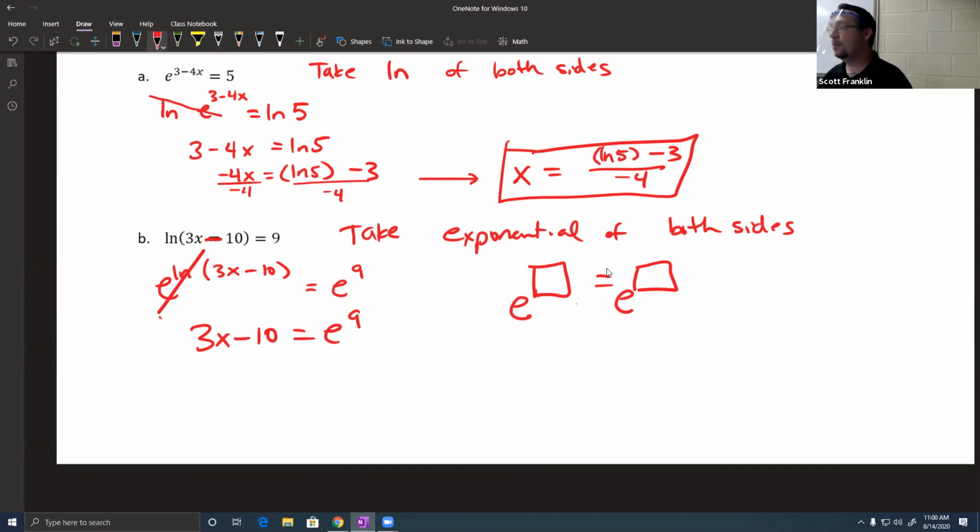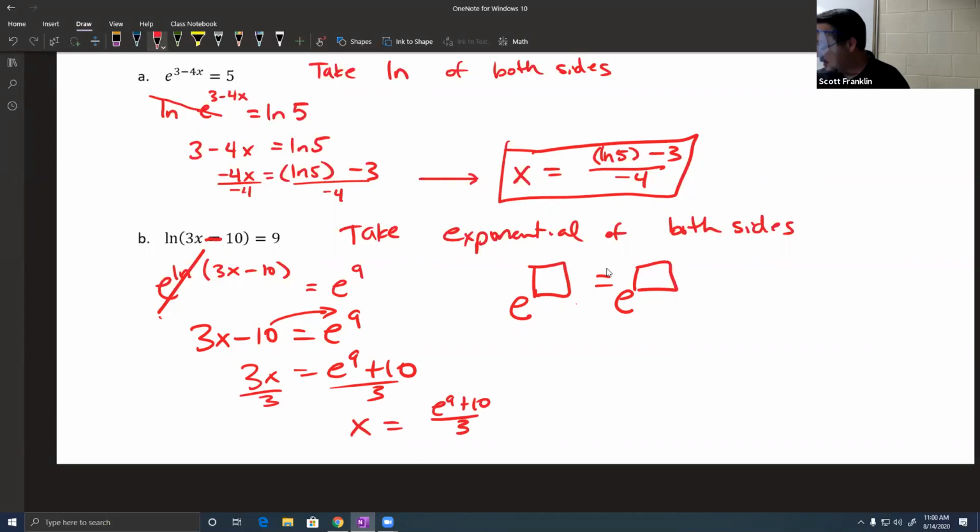E to the 9th is just a number in your calculator, but we'll leave it in this form. I add 10 to both sides. 3x equals e to the 9th plus 10. And then divide both sides by 3. X is e to the 9th plus 10 divided by 3.